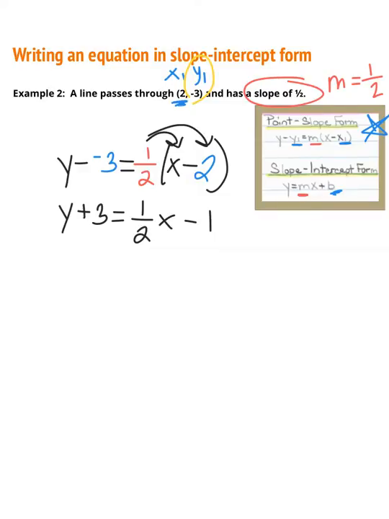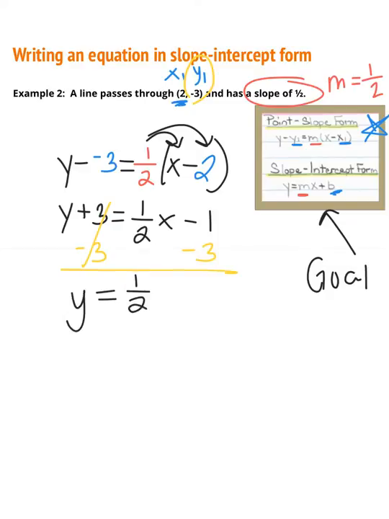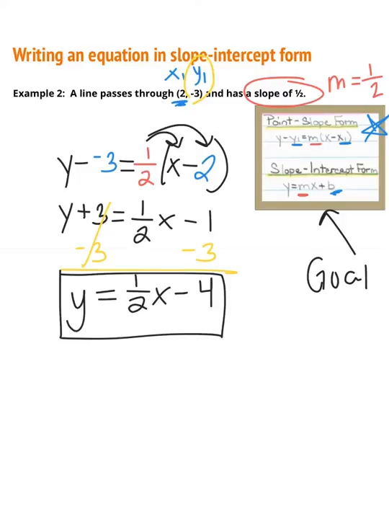Now the final step, because I'm looking at the slope-intercept form, which remember is our goal, we want to end up with the y by itself. So right now I have y plus 3. I'm going to work on isolating the y by subtracting 3. So I'm going to bring down the y, keep my 1/2 x. Notice I lined up some like terms, so I have -1 minus 3, which brings me to -4. So now I have the equation y equals 1/2 x minus 4, so the slope is 1/2. The y-intercept is -4. So I've successfully converted my point slope into slope-intercept form.